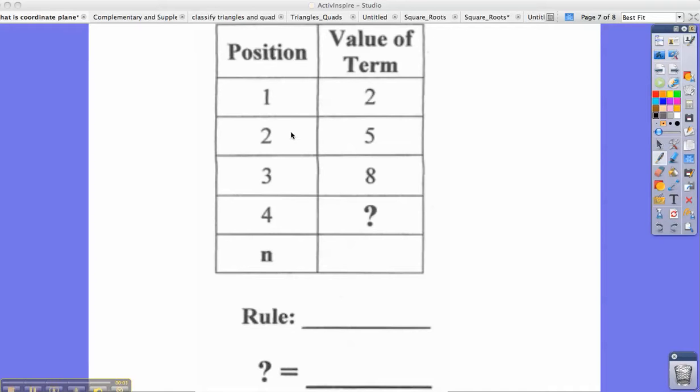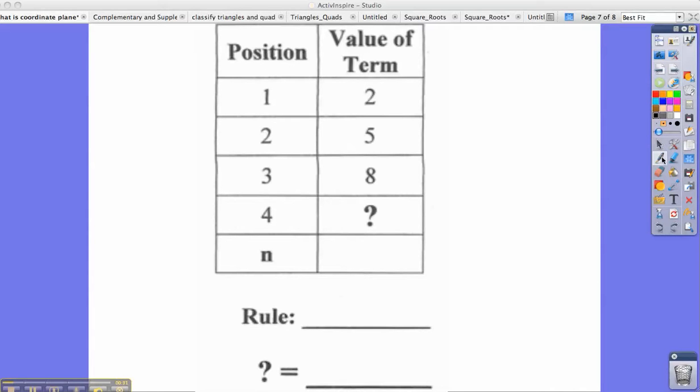Hey guys, so we are going to talk about sequences again, just like we talked about yesterday in our teacher group. What we need to think about is that sequences, remember, means the order that something happens. So notice my position number is always 1, 2, 3, 4, but I want to come up with a rule of how to get from n over to my value. I don't want to know how to get down from my values. I want to know how to get from 1 over to 2, from 2 over to 5, and so on and so forth.